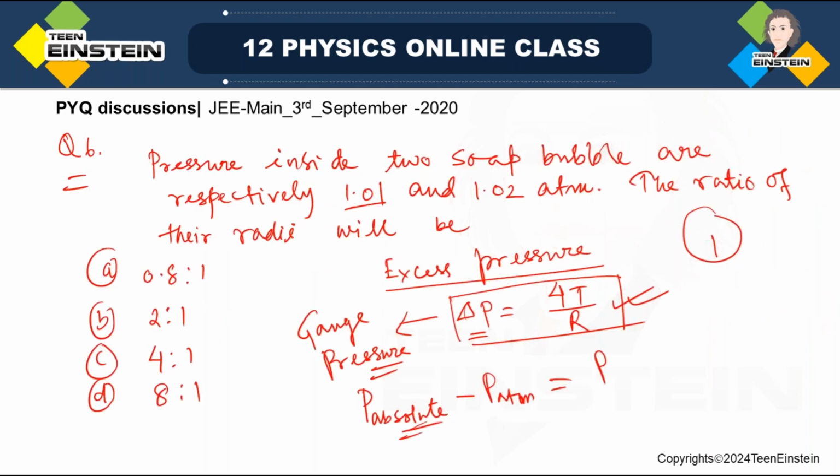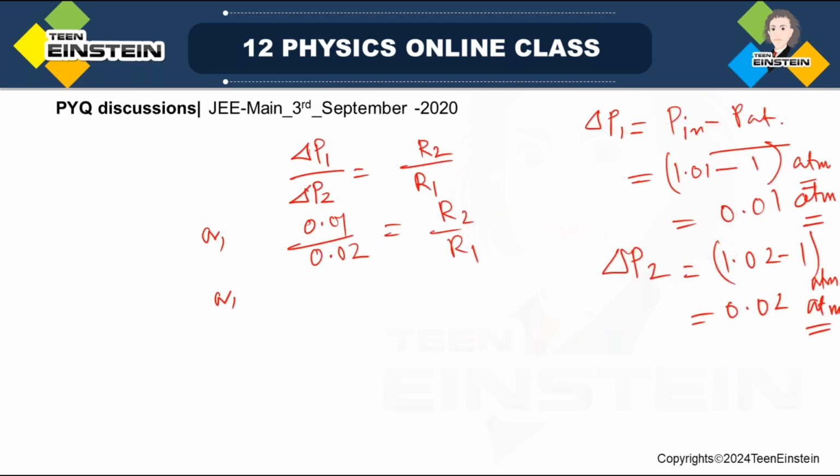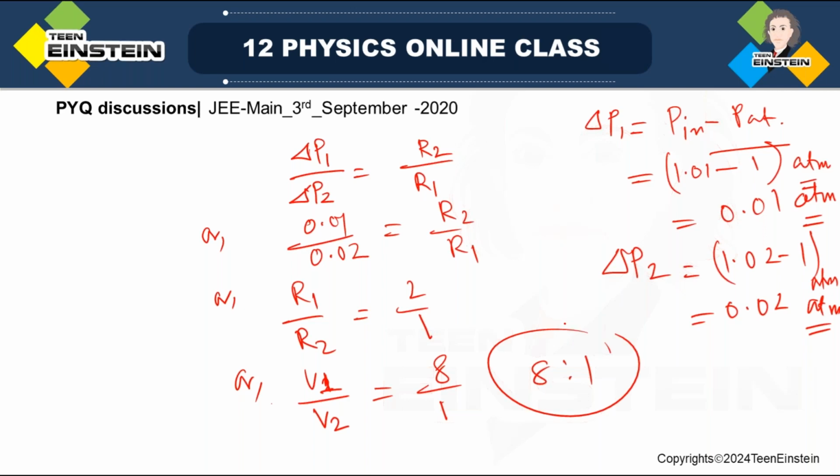You have to find out the ratio of their volumes. Okay, I'm sorry, this is the ratio of their volumes. So I get R1 by R2 is equal to 2 by 1. Then what will be the ratio of the volumes? V1 by V2 will be 8 by 1, or 8:1. Okay, this is the answer.